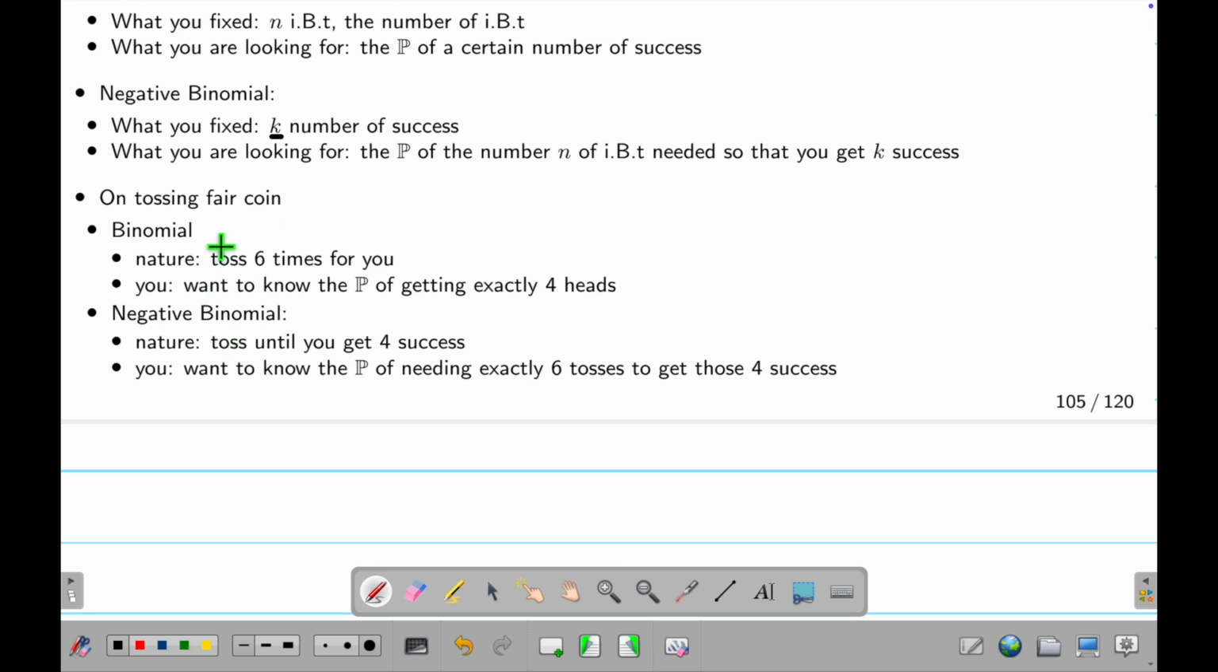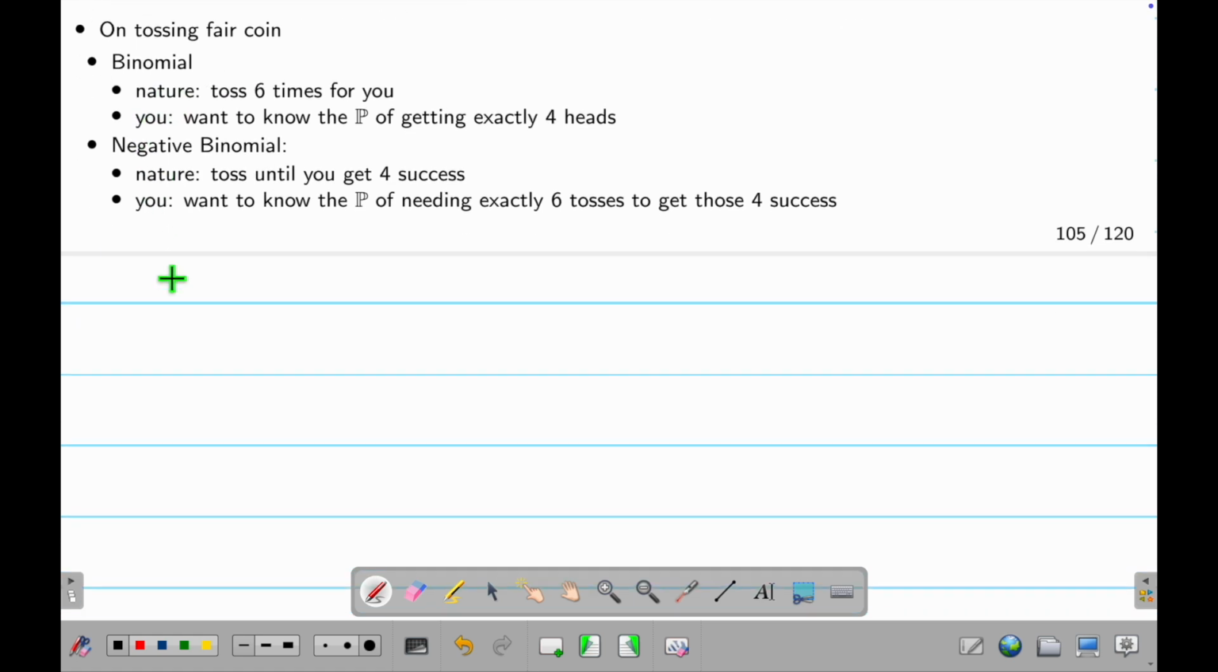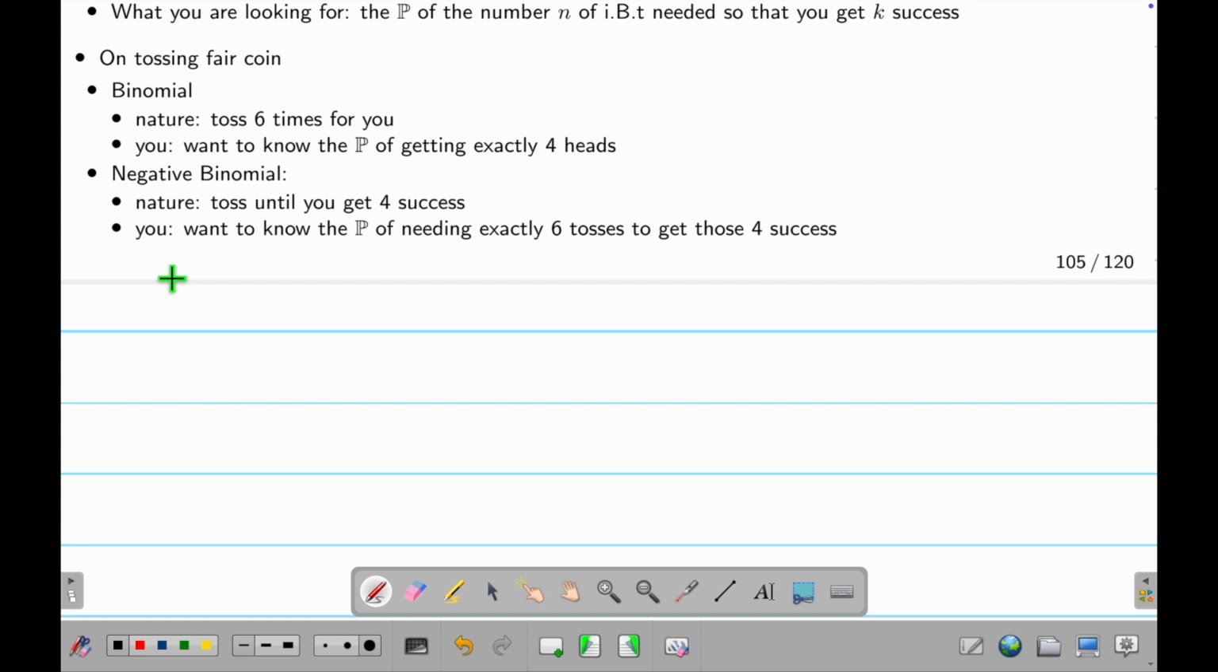If I am talking about tossing a coin, you can think of it as two parties: nature, or the probability God. If you talk about binomial, nature tosses 6 times for you. You cannot control this 6. Nature tosses for you, and you want to know the probability of getting heads.